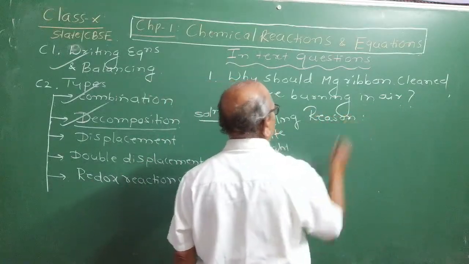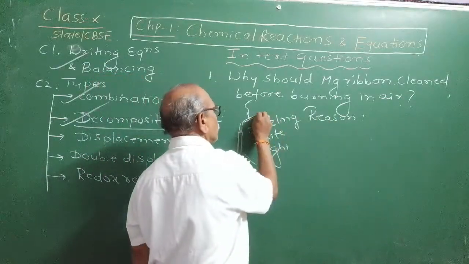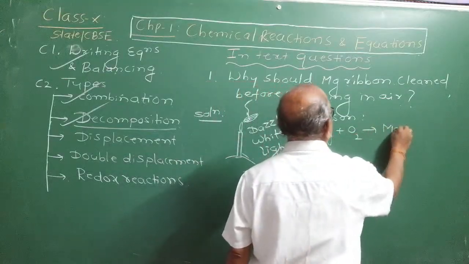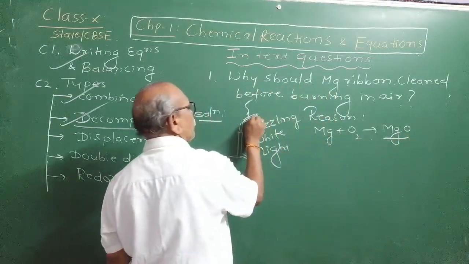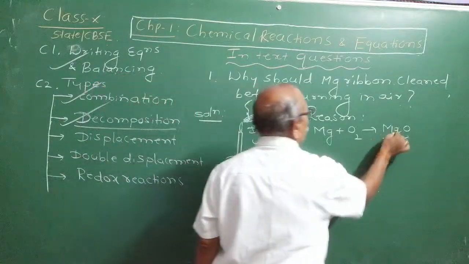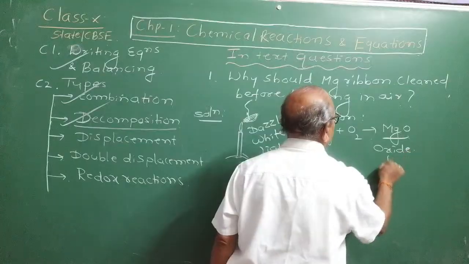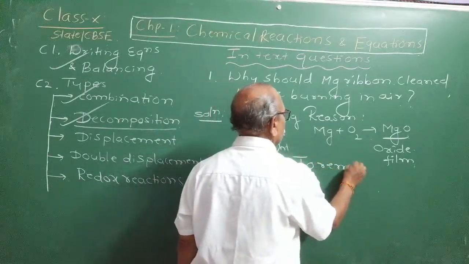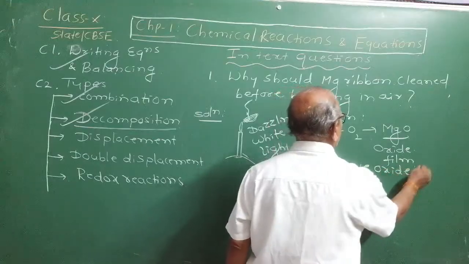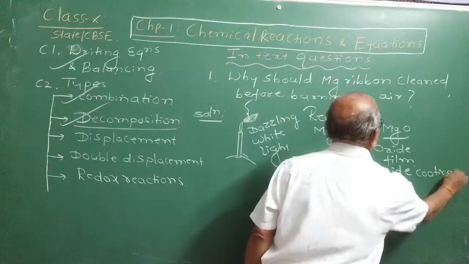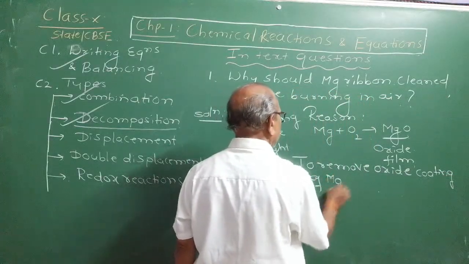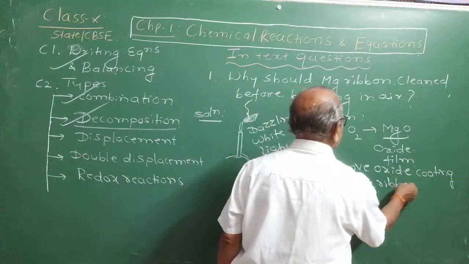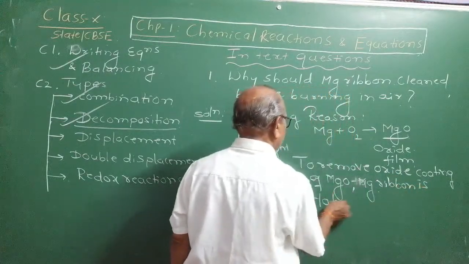The reason is, see, magnesium when exposed to the air will have some oxide film over it, because magnesium reacts with air, forming, as you know, magnesium oxide. This oxide coating will be there on it if it is kept in air for some time. Therefore, to remove this oxide film, it should be cleaned so that this reaction takes place readily. The reason is to remove the oxide coating of magnesium oxide. That is the reason the magnesium ribbon is to be cleaned, for the first question.